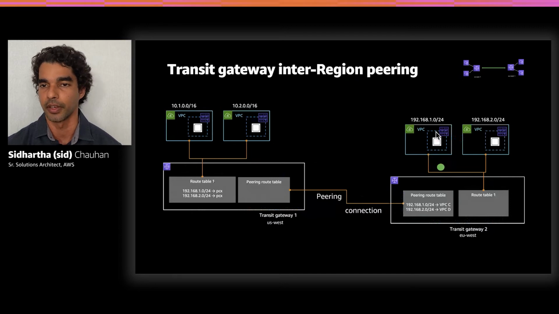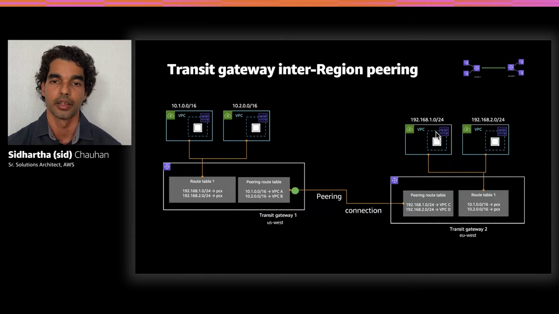Now, the return traffic comes to route table 1. I want the traffic to flow back via peering connection, so let me add those routes. And finally, the traffic enters the transit gateway 1. It uses the peering route table logic and is now sent off to the destination.